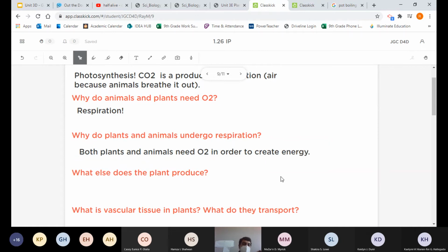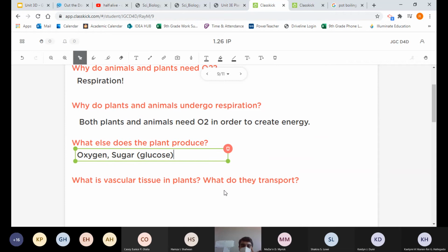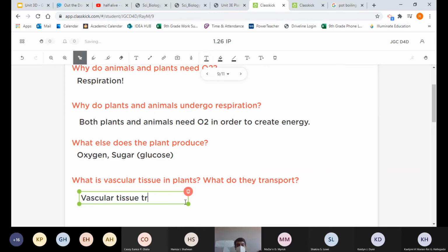There you go. Easy. What else does a plant produce? Pretty simple, right? The plant is going to be making oxygen that we breathe, but it's also going to be making sugar in the form of glucose. Usually as fruits, sometimes it's stored in the root as starch. And then of course, finally, vascular tissue. So vascular tissue transports water and let's just call it nutrients in the plant.